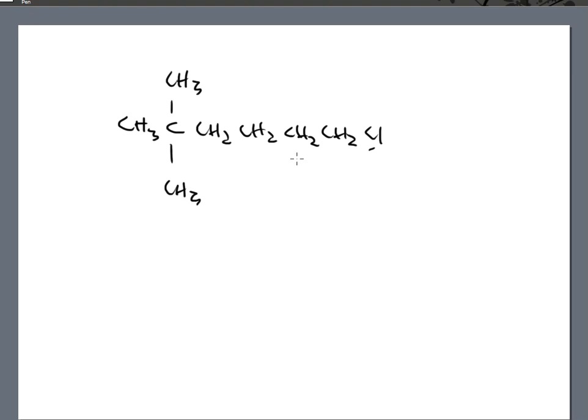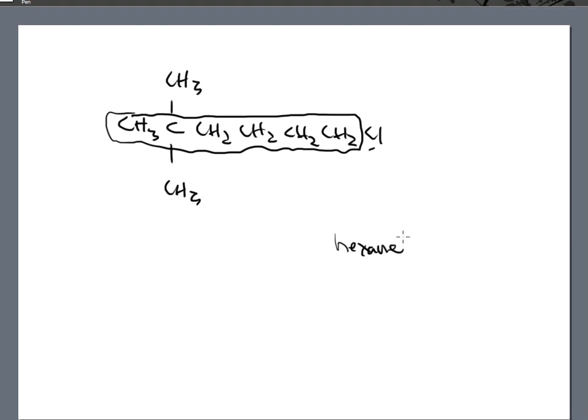In addition to that, 1, 2, 3, 4, 5, I can go up to get 6. I can go down to get 6. I can go to the left to get 6. Doesn't really matter. 6 is going to be the longest one. So I'm just going to circle this to let you know that that is my parent chain. So 6 carbons in total. This is called a hexane.